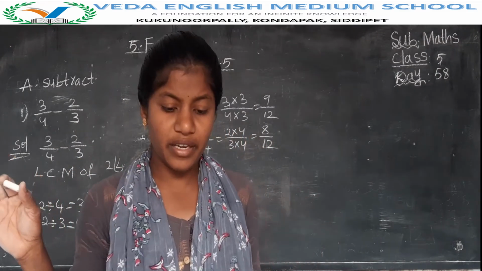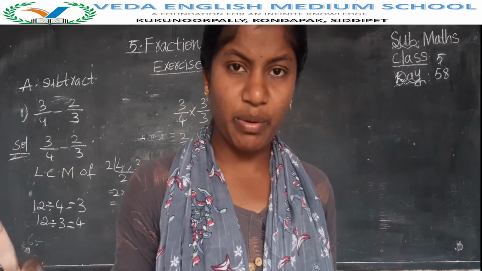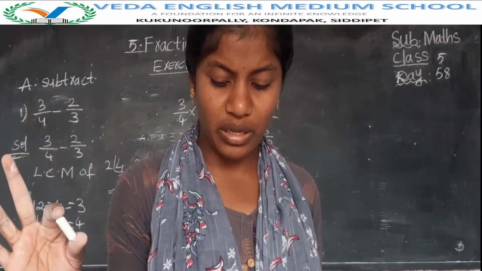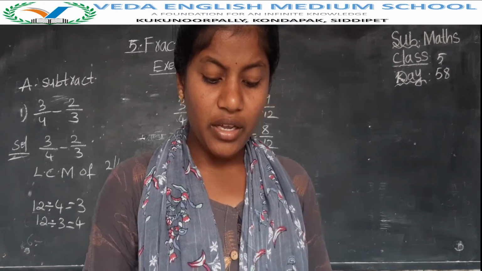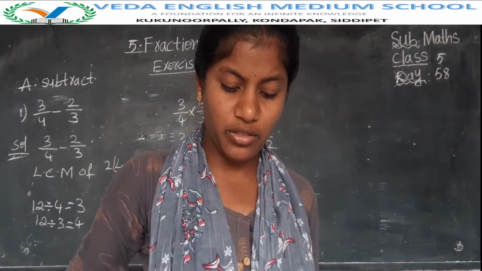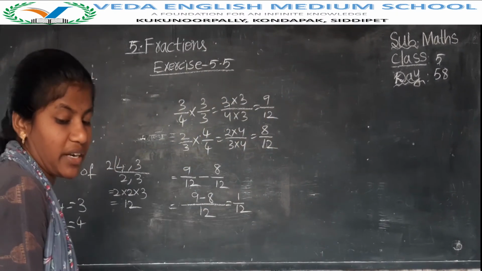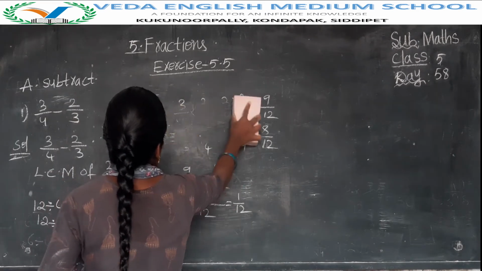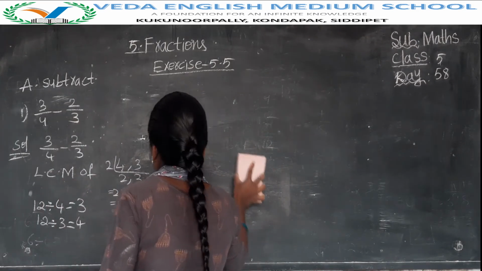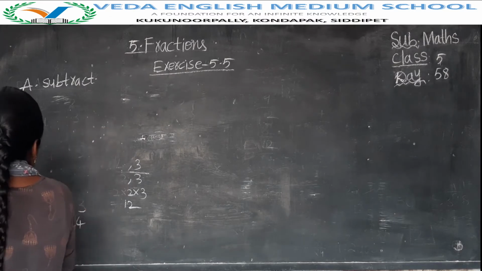That is the a bit. Exercise 5.5, a bit, first problem. The remaining 7 problems you have to complete. Next, in b bit, subtract. How to subtract? b bit also subtract, but those are mixed fractions.